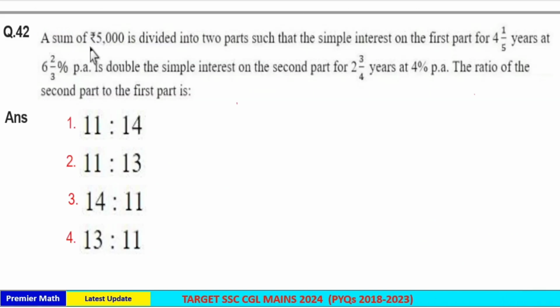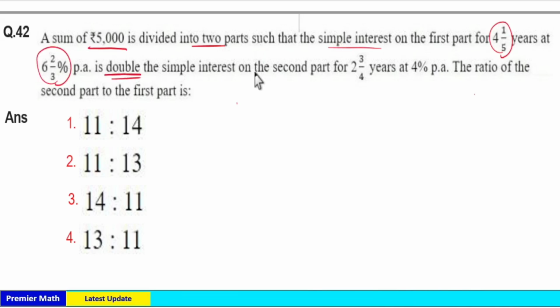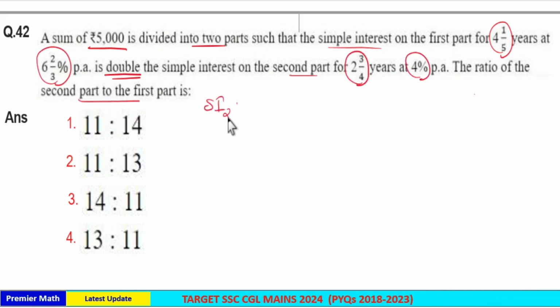A sum of rupees 5,000 is divided into two parts such that the simple interest on the first part for 4 and 1 by 5 years at 6 and 2 by 3% per annum is double the simple interest on the second part for 2 and 3 by 4 years at 4% per annum. The ratio of the second part to the first part is asked here. The interest on the first part is double the interest on the second part.